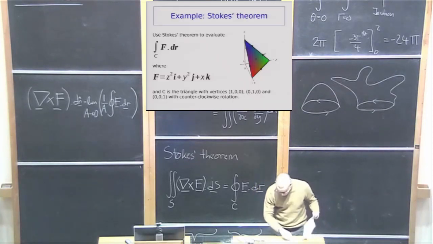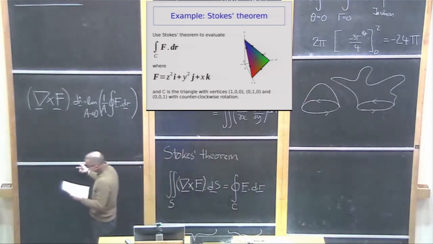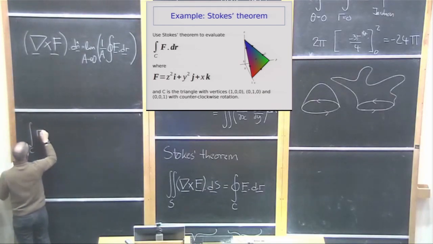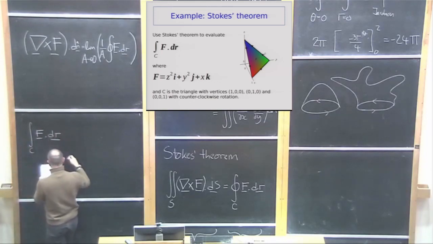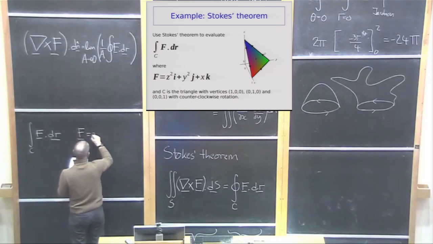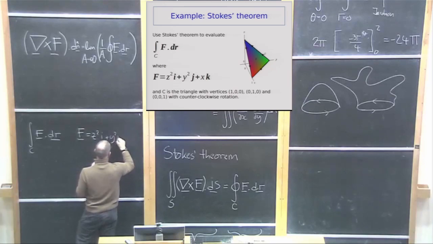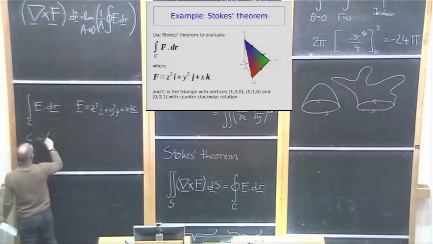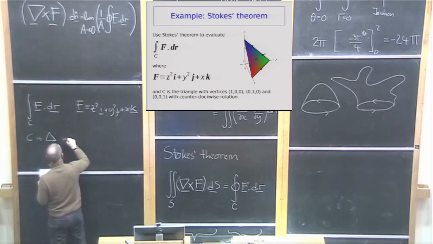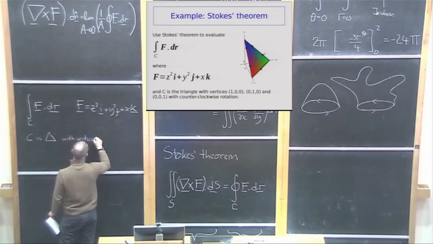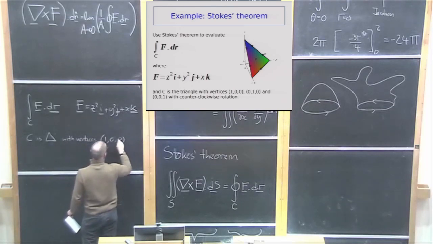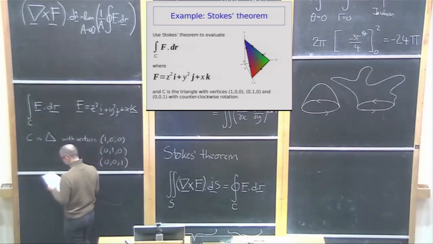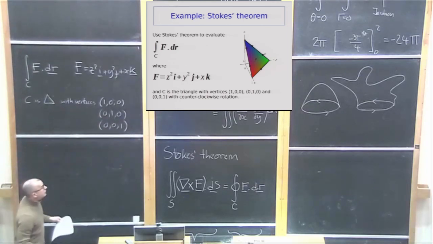Okay, so let's do an example with Stokes' theorem then. Use Stokes' theorem to evaluate a line integral of F dot dr, where F equals z squared i plus y squared j plus x k, and C is a triangle with vertices (1, 0, 0), (0, 1, 0), and (0, 0, 1), with counterclockwise rotation.